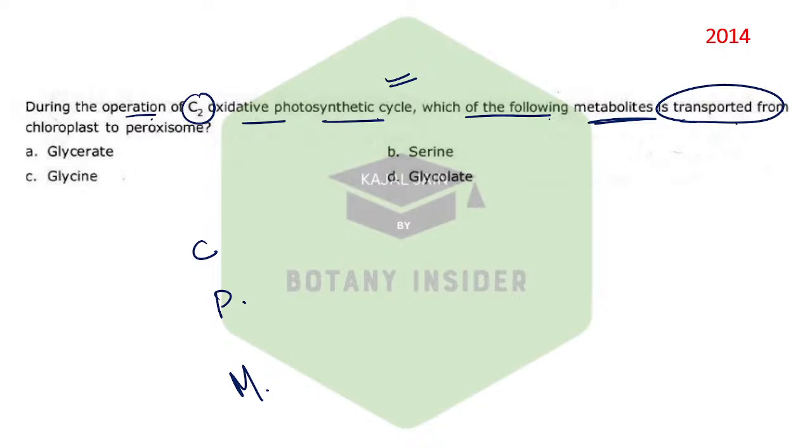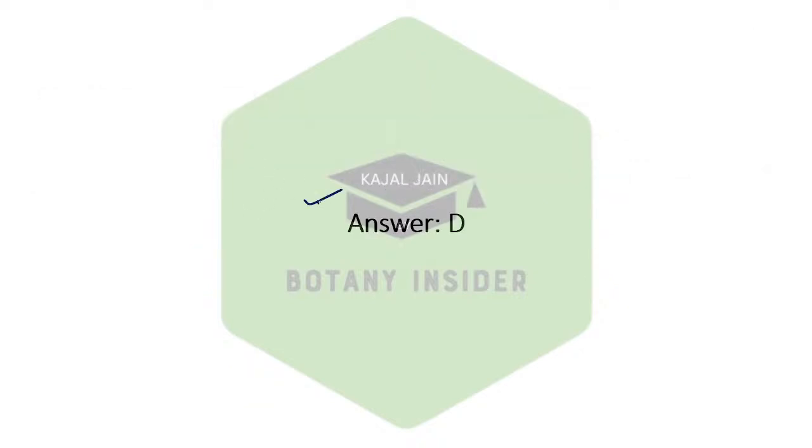Mark the answer quickly, everyone. Very simple. We've just discussed it. So it is your glycolate which gets transported from the chloroplast to the peroxisome. So the first product is your phosphoglycolate, which gets converted into glycolate, which is transported to your peroxisome, right? Remember about this. D is the correct answer.